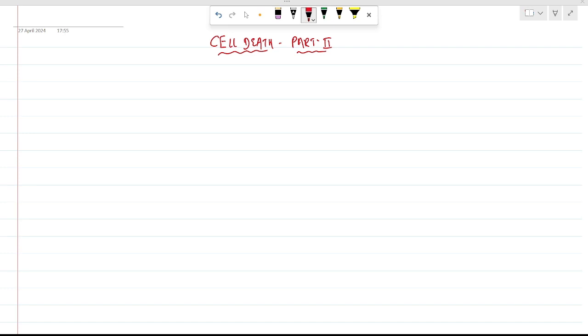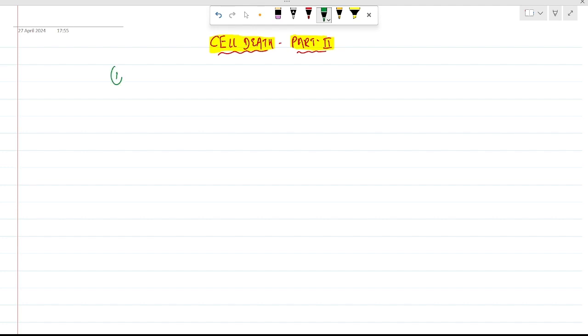Welcome back everyone. Today we are going to continue our discussion on this topic of cell death. This is cell death part 2. In part 1 we have seen apoptosis, the various phases of apoptosis, the intrinsic pathway and extrinsic pathway, how the caspases are activated, when the endonucleases are activated, and how the cell death occurs. Now in this part 2 we are going to further expand our discussion.